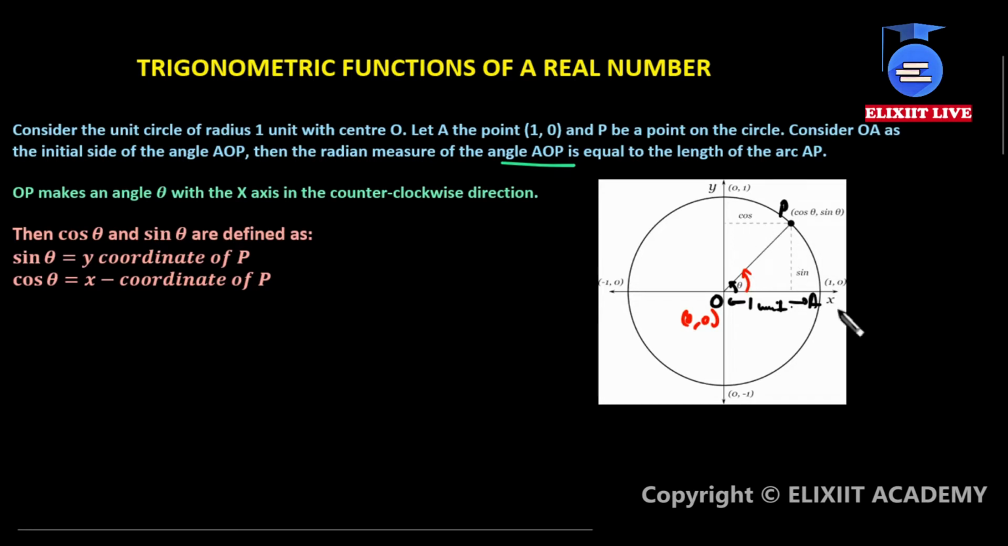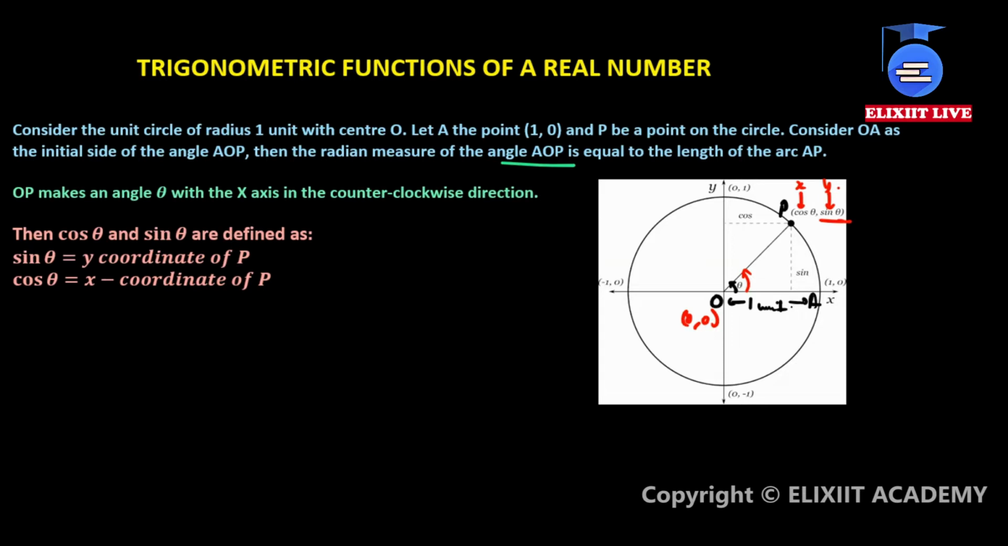So how are sine theta and cos theta defined in the unit circle? Sine theta is the y coordinate. This particular y coordinate is given by sine theta, and cos theta is the x coordinate. This x coordinate is the cos theta and the y coordinate is the sine theta.